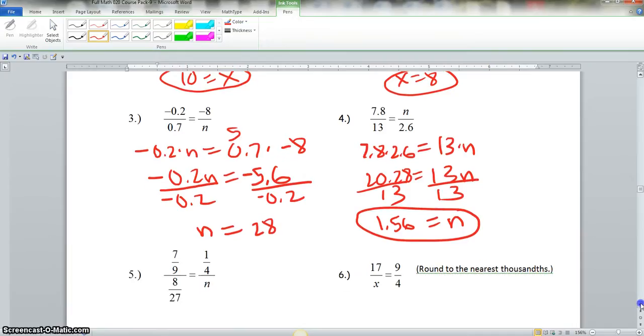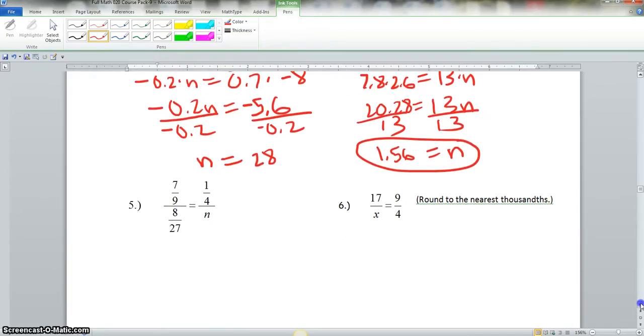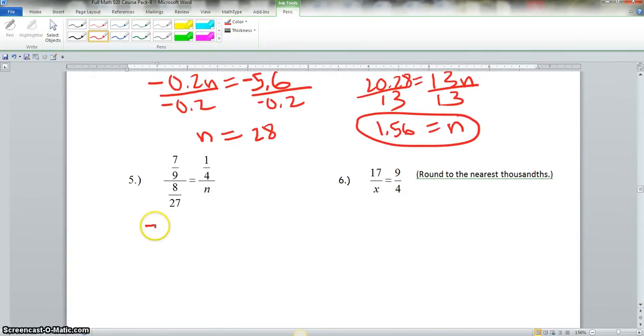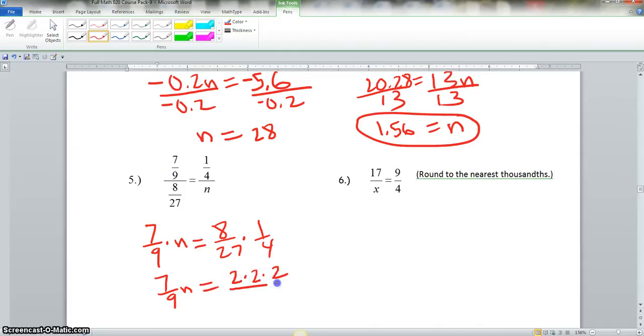Now we scroll here to number 5. Now we have 7/9 times n is equal to 8/27 times 1/4. Now 7/9 times n will give us 7/9 n, and is equal to. Now what we could try and do is simplify this a little bit here. So we could take the prime factorization of 8, which is 3 2's. 27 breaks down to 3 3's, and 4 breaks down to 2 2's.